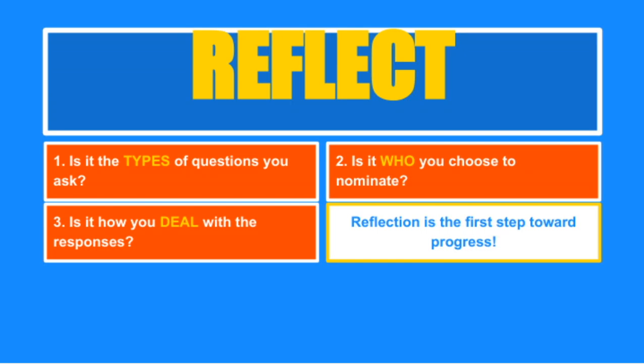Reflection is the first step toward progress. So, let's think about this for a moment. When we talk about reflection, it's really about pausing and evaluating our actions and choices. There are 3 key areas to consider here. First, is it how you deal with the responses? Are you handling feedback or reactions in a way that promotes growth and understanding? Second, is it who you choose to nominate? Are you selecting the right people who can truly contribute and make a difference? And third, is it the types of questions you ask? Are your questions open-ended and thought-provoking, encouraging deeper thinking?